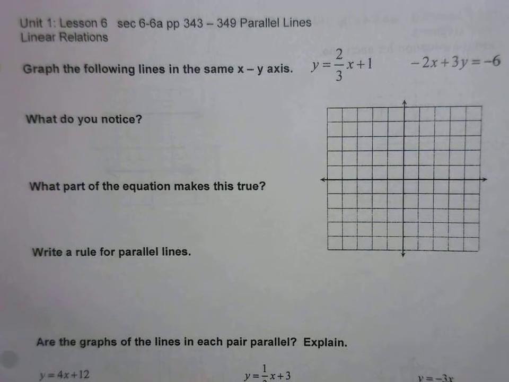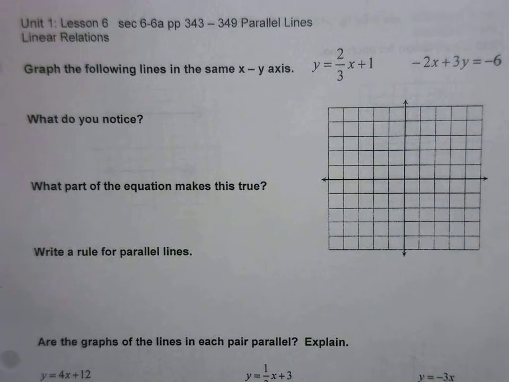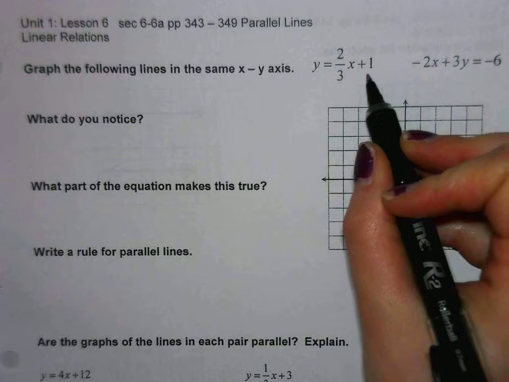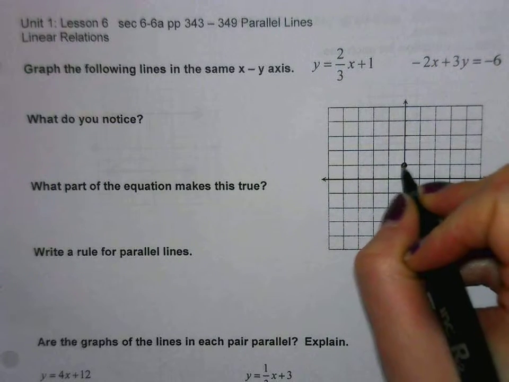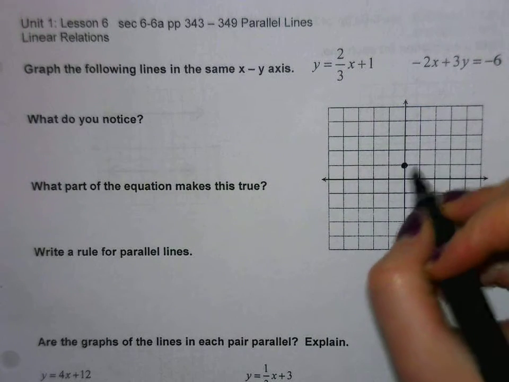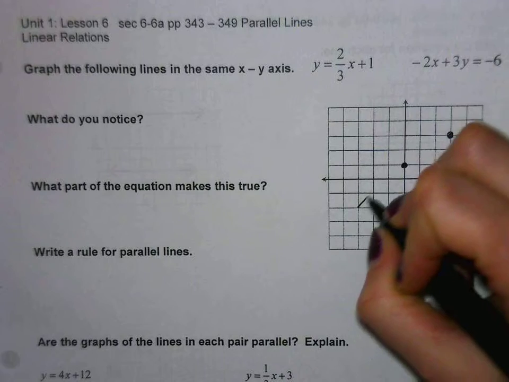Today we are going to be looking and working with parallel lines. So first let's graph the two equations that we are given on the same x and y axis. If we start to take a look, let's graph y equals 2/3 x plus 1. So we're going to go up to our positive 1 on our y axis, and then our slope is 2/3. We're going to connect our line.